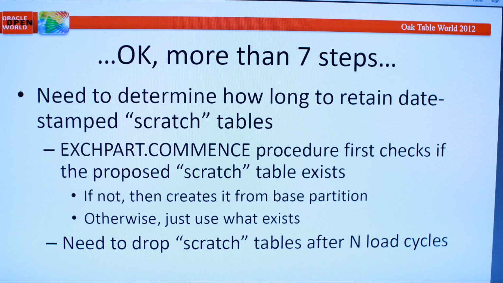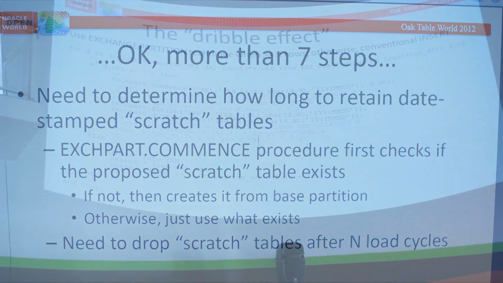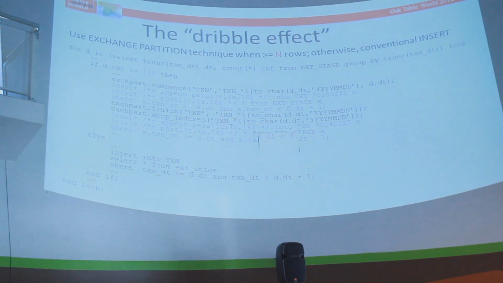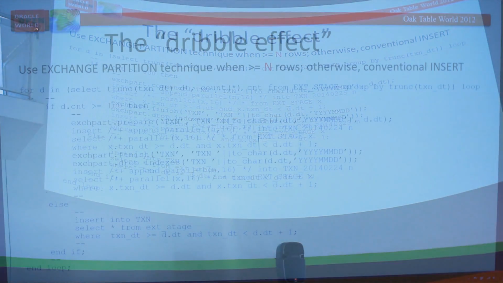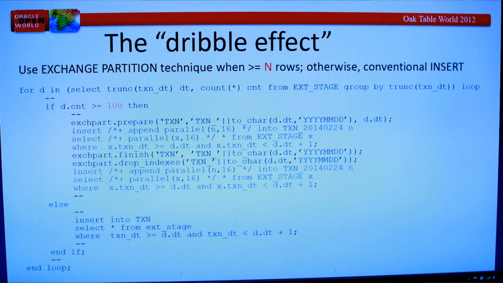And now if you come back to this algorithm, if you do need to load some rows into it, hopefully it's a small enough number of rows that it won't take too long. You're going to ruin a little bit of your compression. You're going to have to modify 35 or 40 indexes, but hopefully it's a small enough number of rows to not mess things up too badly. So that's the dribble effect.